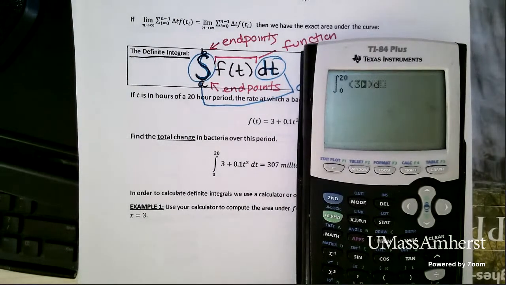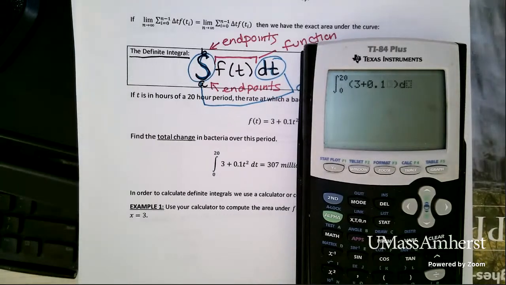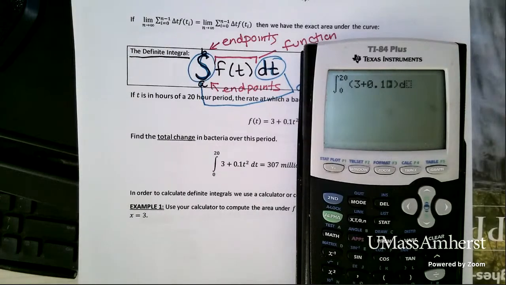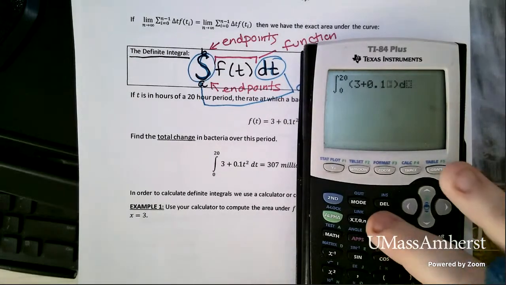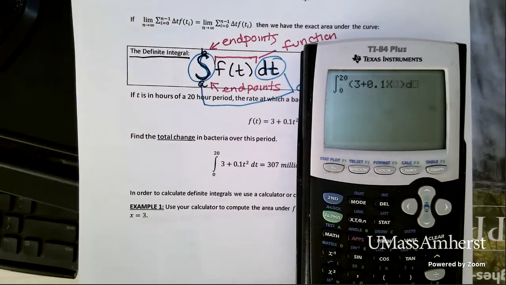So that's the 3 plus 0.1. Now here, you see on my paper, it's t squared. I could change the variable, but I'm just going to use x instead of t because it represents the same function. So I'm using this variable button right here, xt theta. So when I do that, it puts in an x, and then I'm going to push my squared button.